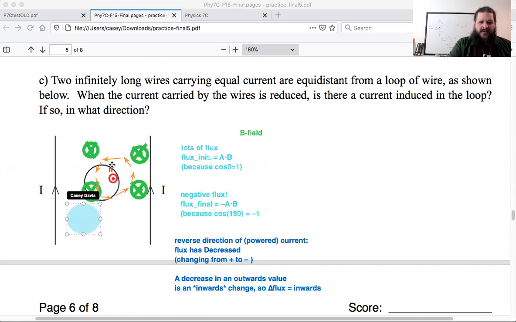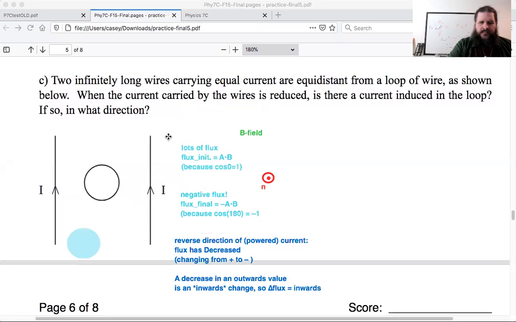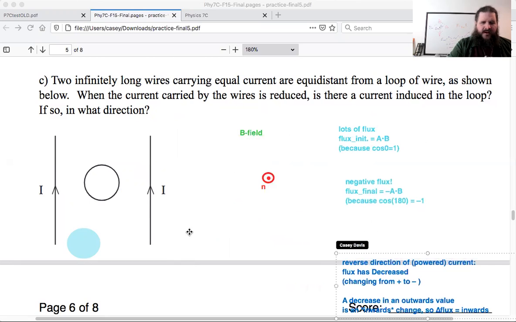Let me copy some of this over. Oh. Don't need a normal vector that big. Okay, get rid of that. And we'll see what's different here.